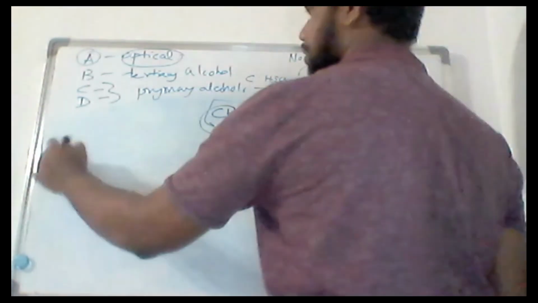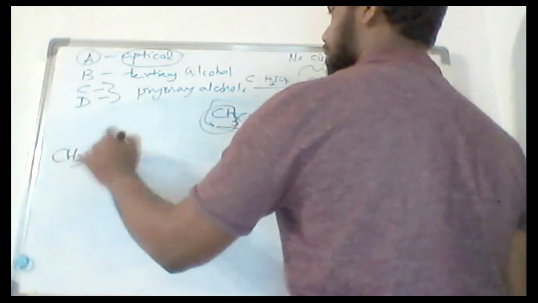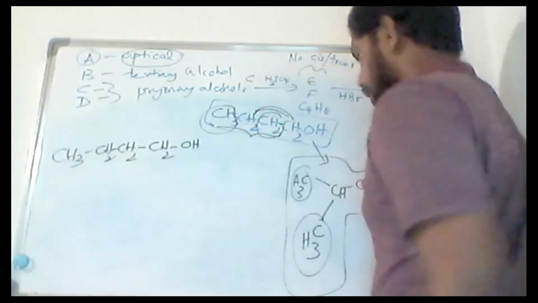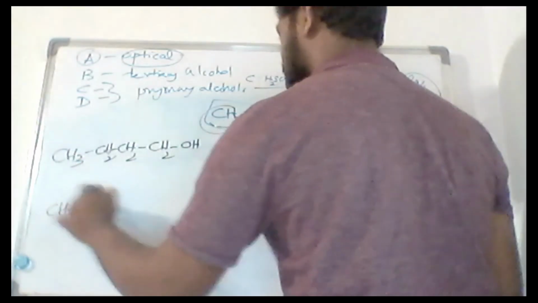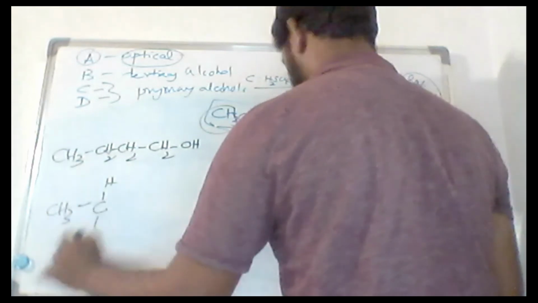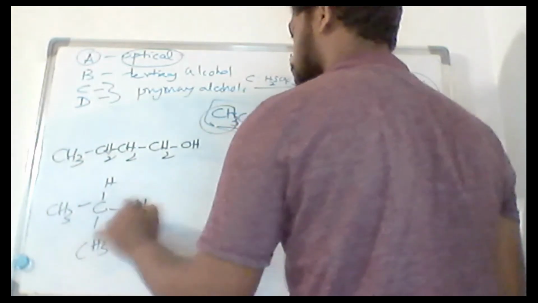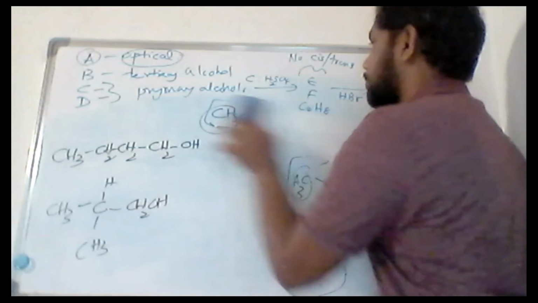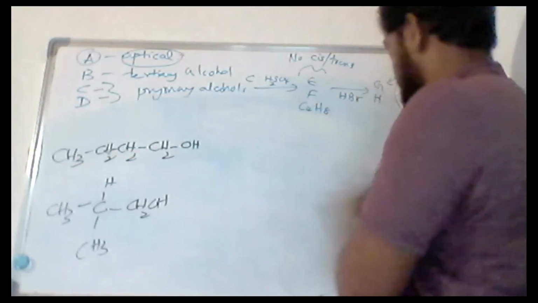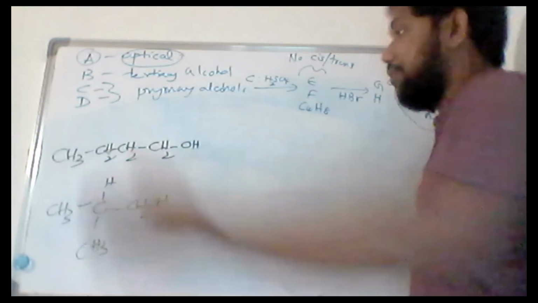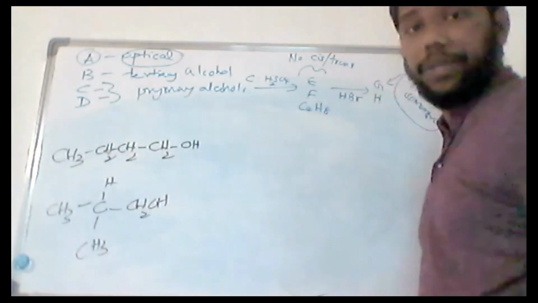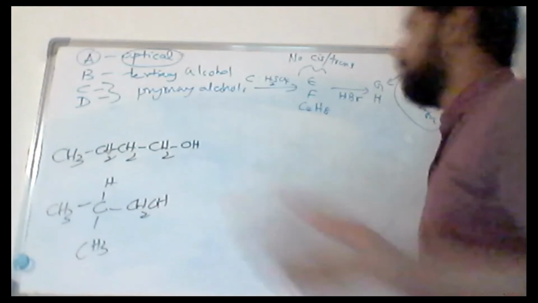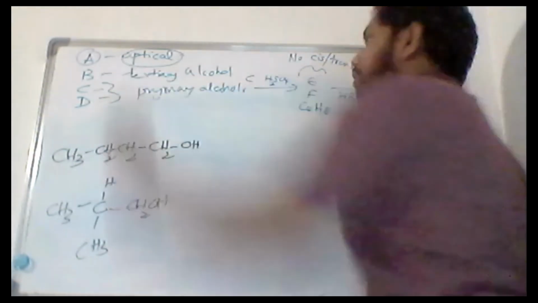So I think this is CH3, CH2, CH2, CH2OH, and this is CH3, CH, CH3, CH2OH. We don't know yet whether this is C or this is D, because you can identify this at this point, because D shows optical activity which is from E and E is from C.